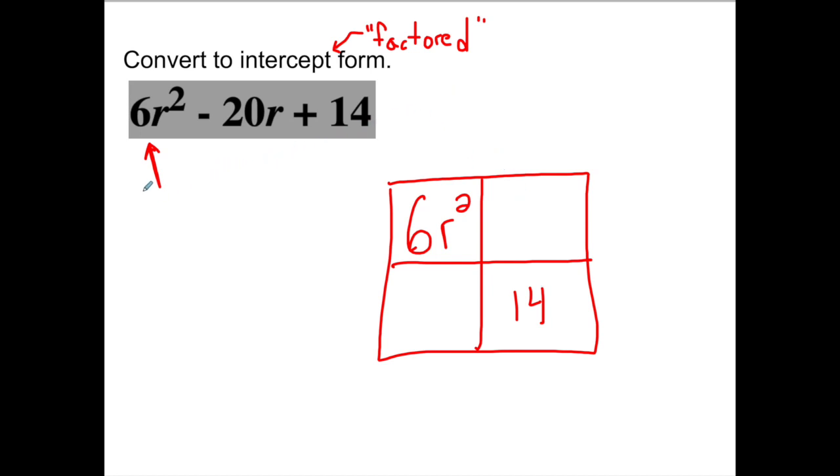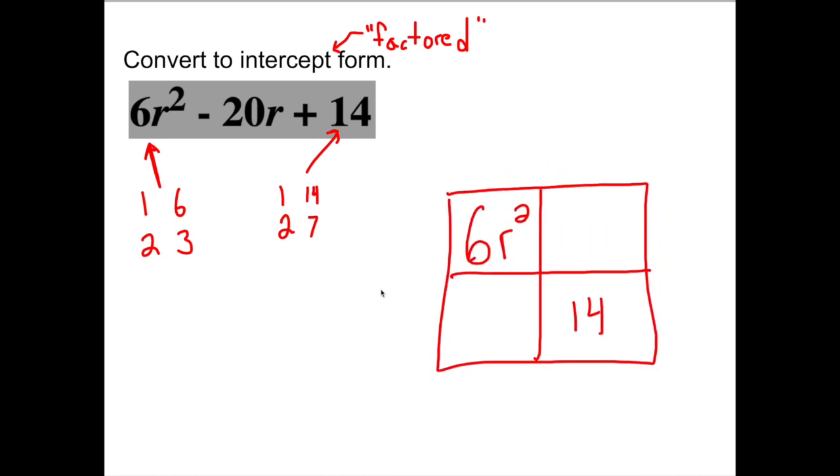So our goals are a couple. One, how do we get 6? We can get 6 from 1 and 6 or 2 and 3. We can get 14 from 1 and 14 or 2 and 7. Okay, not bad. I'm just going to go ahead and move those over a little bit, because I want to make sure we don't get confused between what goes in the box.